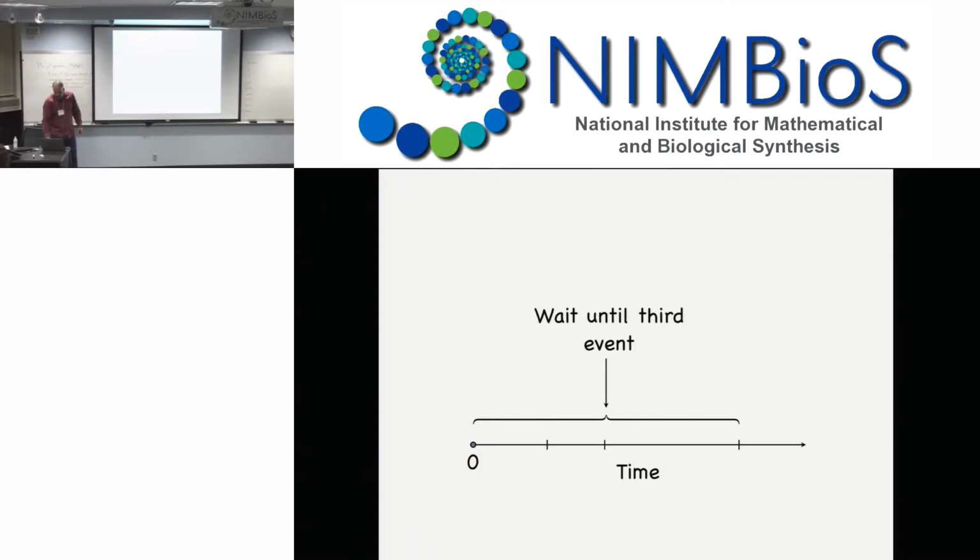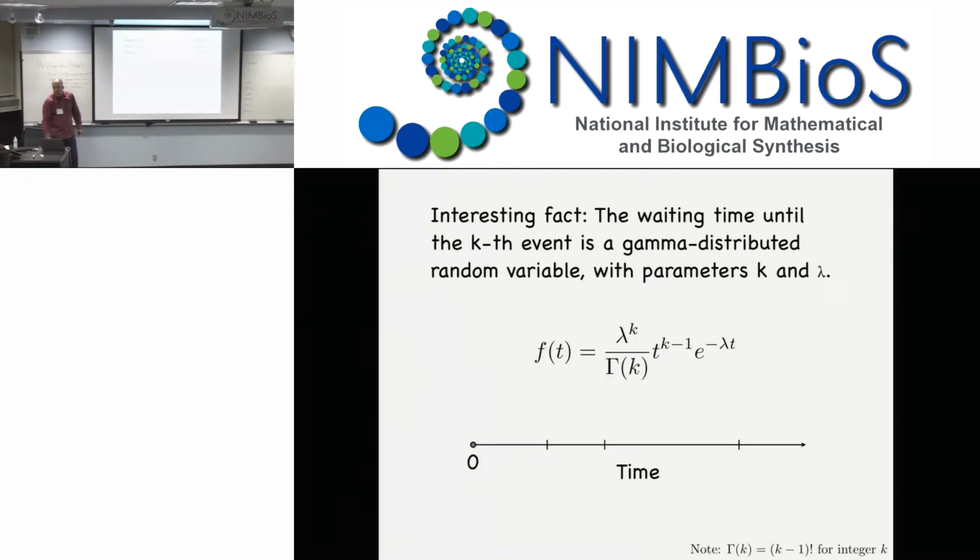Or you could say, I'm going to record every third event, or every fifth event, things like that. What is the probability distribution for those? Well, it turns out that's the gamma probability distribution, which you've probably heard of. Have you heard of gamma rate variation? How many people have heard of that? Okay, most of you have.